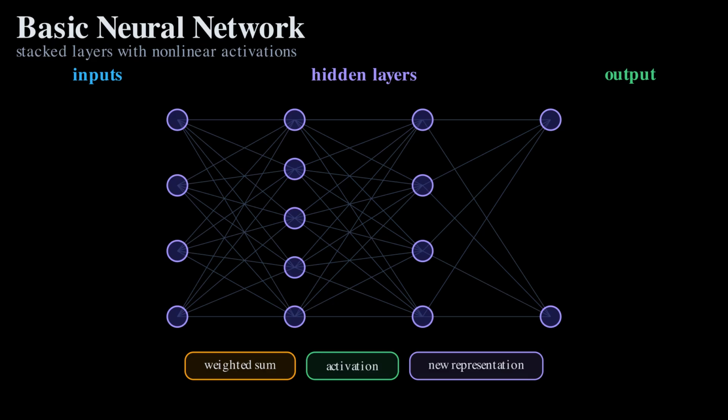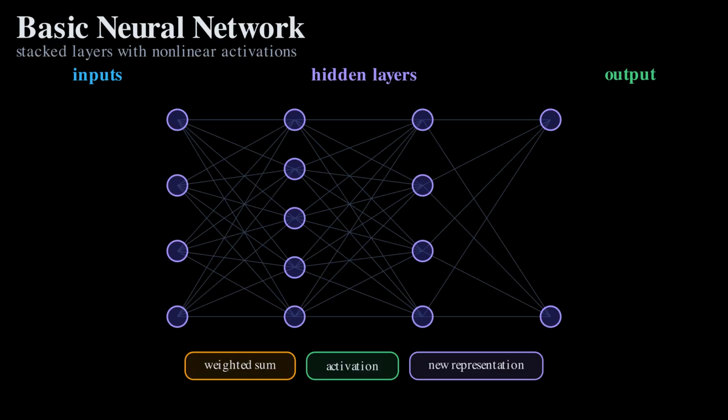Finally, consider a basic neural network. Its architecture is layered. Inputs feed into hidden units. Hidden units feed into deeper hidden units. And the final layer produces the prediction. Inside each unit, the inputs are combined as a weighted sum, but after that sum, the network applies a nonlinear activation which allows the architecture to apply many transformations instead of one.